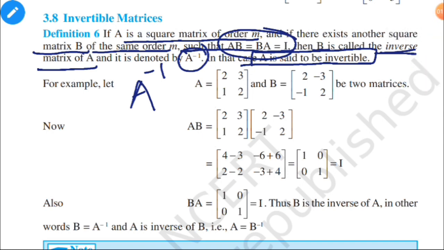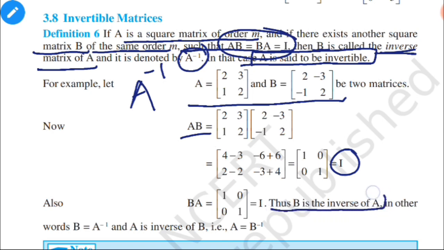And we did this example, A equal to matrix 2, 3, 1, 2 and B is equal to matrix 2, minus 3, minus 1, 2. We got AB equal to I. If AB equal to I, then B is called the inverse of A. Using notation we will write A inverse equal to B.